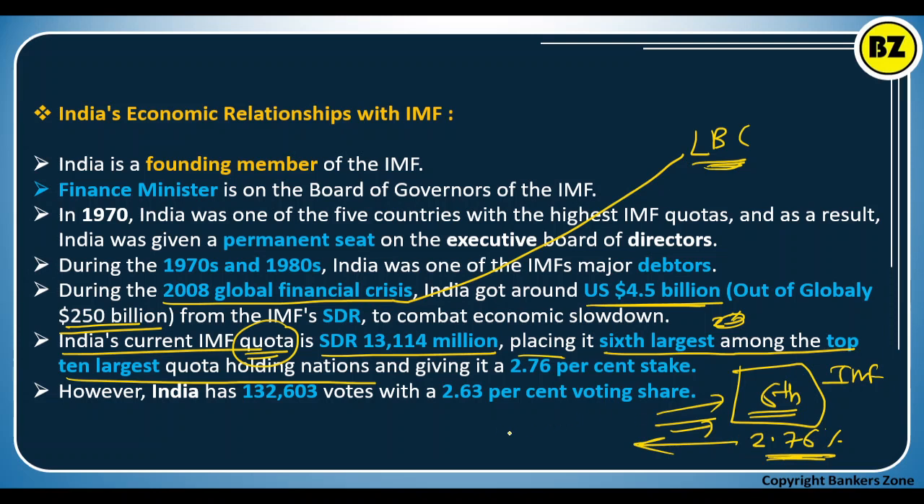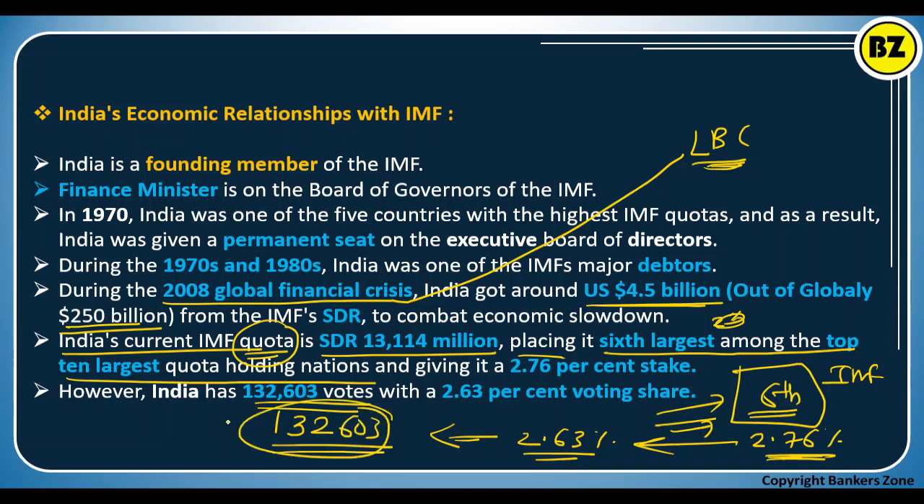In return we get a 2.63% voting share, and the 2.63% voting share is nothing but the 1,32,603 votes we have in the IMF. So that figure, if you want, you can remember.